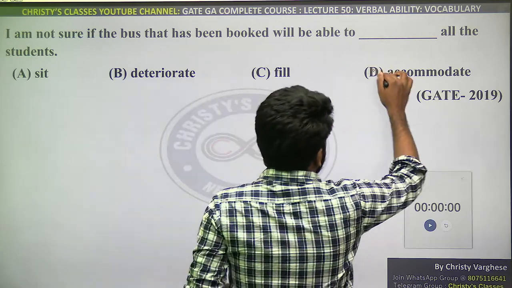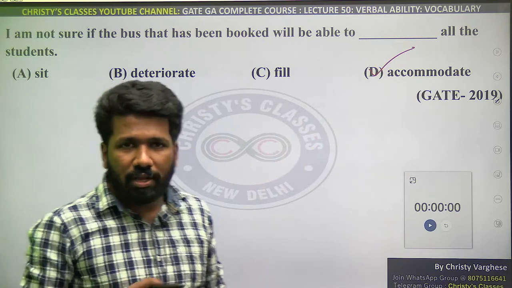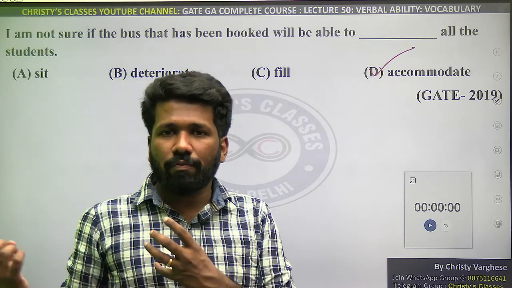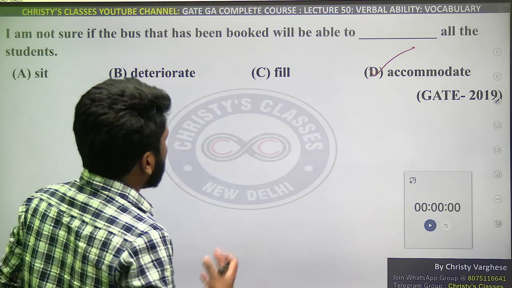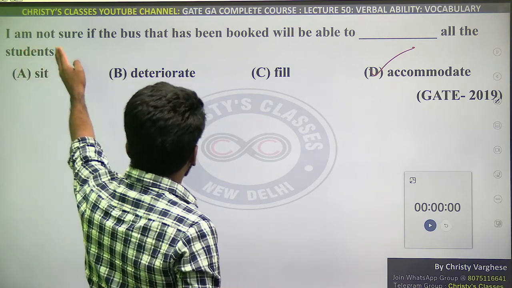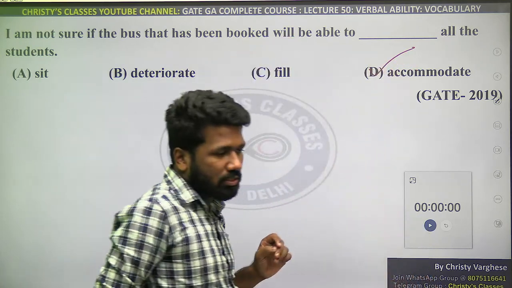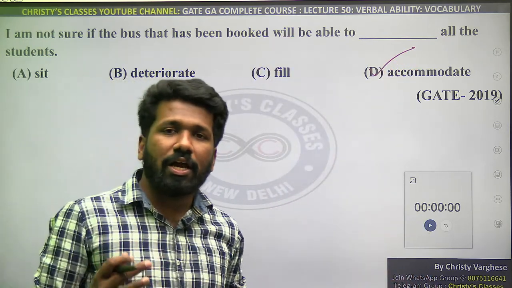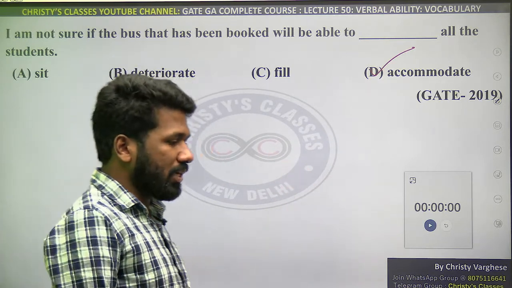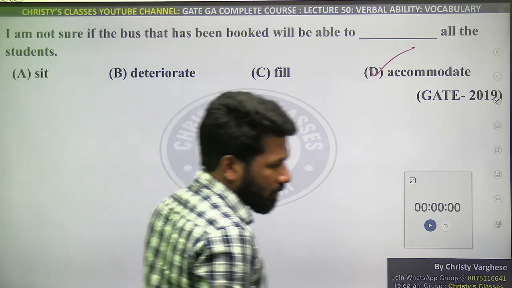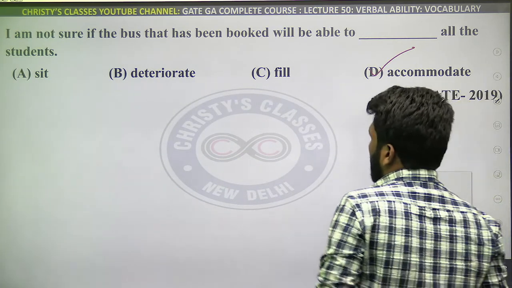The best option is accommodate. Accommodation or accommodate means to give space or to give a place to stay. That makes sense when you read that sentence: I am not sure if the bus that has been booked will be able to accommodate all the students. We don't know whether the space will be enough for all the students, which is why we are saying this sentence. In that context, I hope it is very clear that accommodate will be the best option.